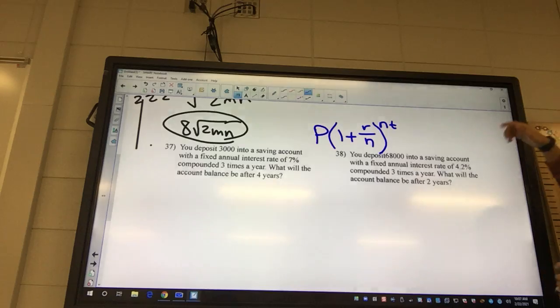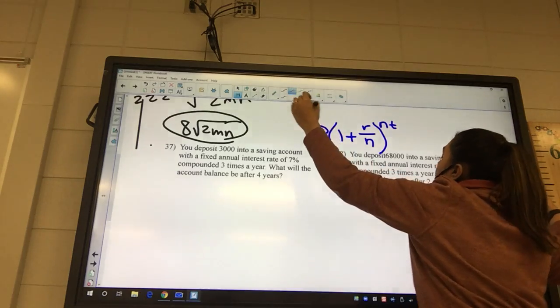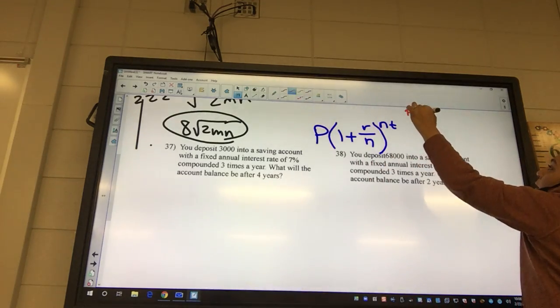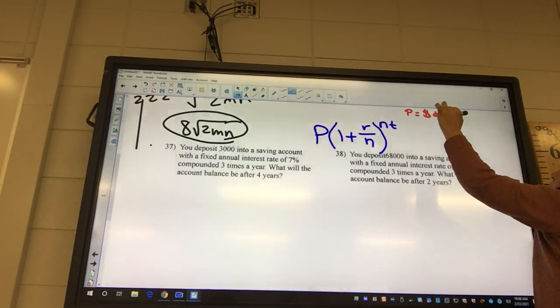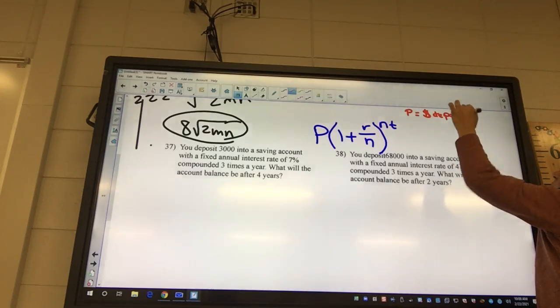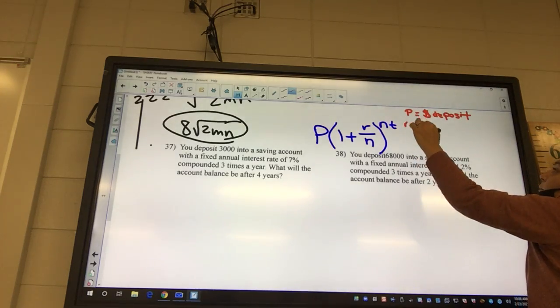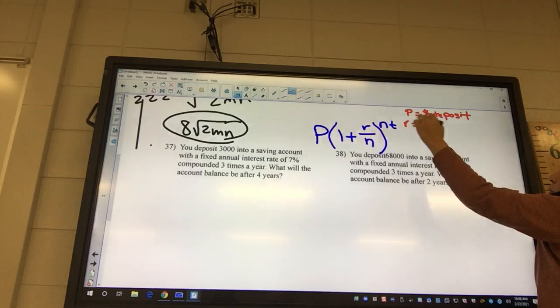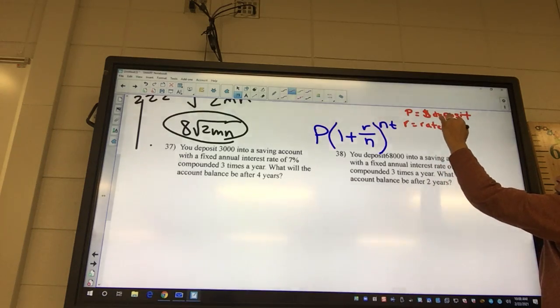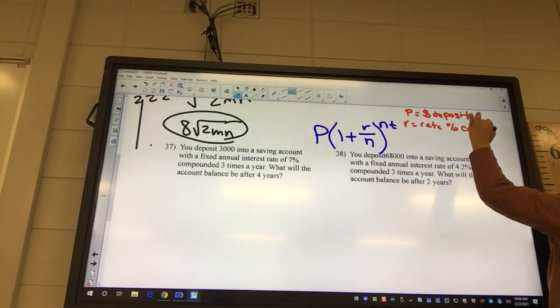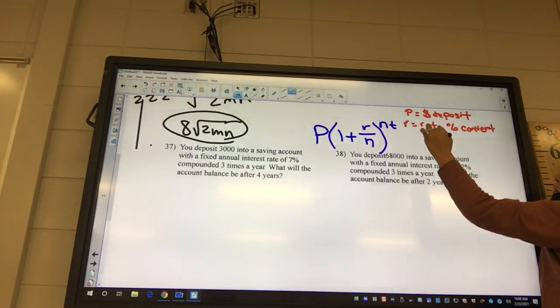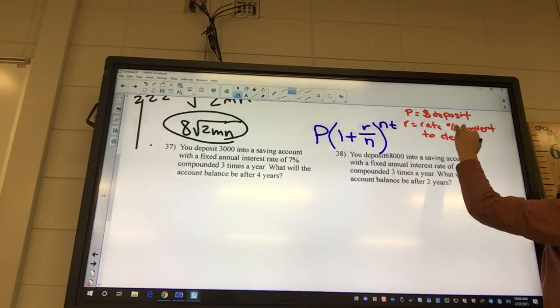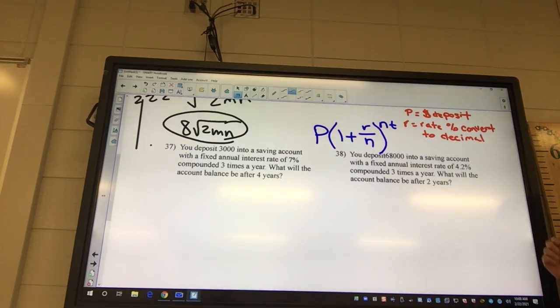Okay, now, what is the P? The money deposit. It's the money deposit. What about the R? Rate. It's the rate, the percent, okay? And we need to convert it to what? A decimal. Okay, it's got to be a decimal or it won't work.